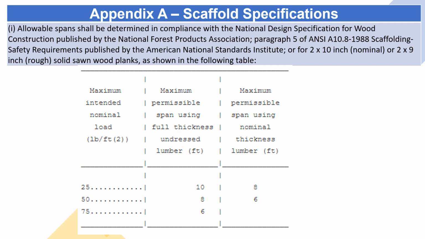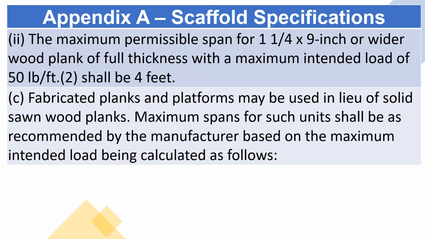When the maximum intended load is 50 pounds per square foot, the maximum permissible span using full-thickness undressed lumber is 8 feet, and the maximum permissible span using nominal thickness lumber is 6 feet. When the maximum intended load is 75 pounds per square foot, the maximum permissible span using full-thickness undressed lumber is 6 feet. 2. The maximum permissible span for 1 1/4 by 9 inch or wider wood plank of full thickness with a maximum intended load of 50 pounds per square foot shall be 4 feet.